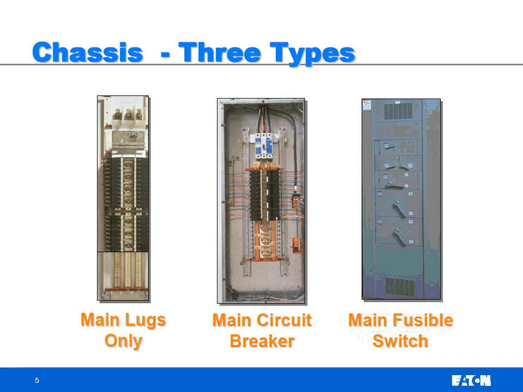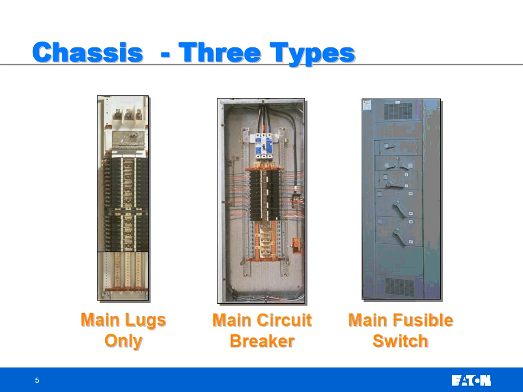So, three types. When you're bringing cables into a panel board, there are three types of main devices. And the main device is the first description of a panel board. Am I main lug only? Am I main circuit breaker? Or am I main fusible switch?